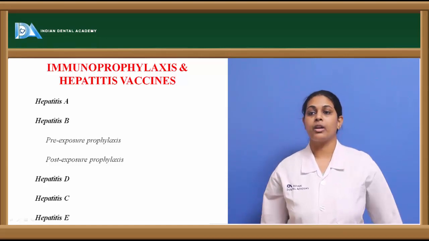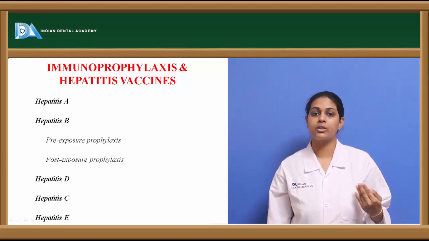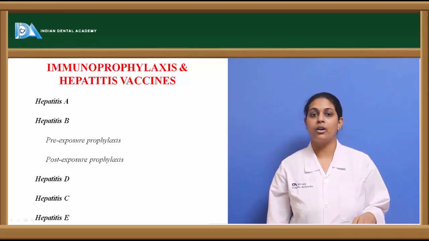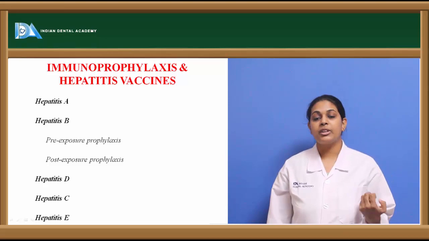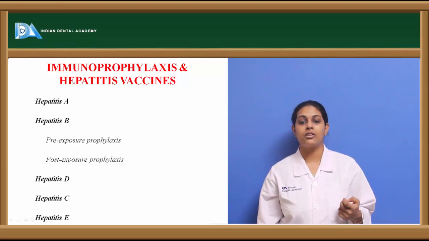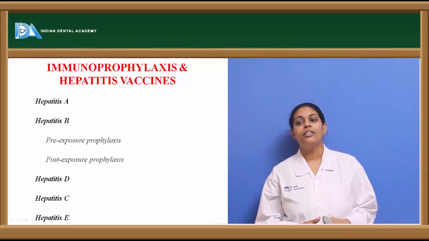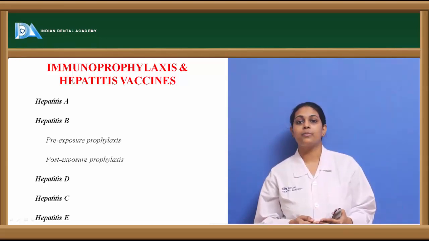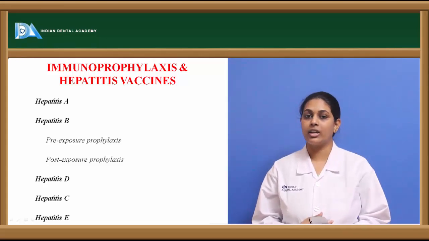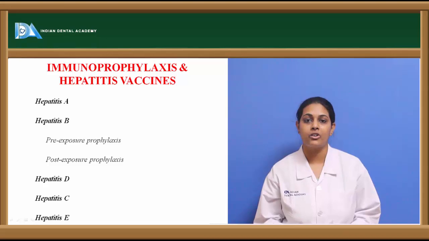Coming to post-exposure prophylaxis, an unvaccinated patient who has been exposed to hepatitis is usually given hepatitis B immunoglobulin as well as the hepatitis B vaccine. Coming to hepatitis D, this can also be prevented with the hepatitis B vaccine, whereas currently for hepatitis C there are not yet any antibodies or vaccines in existence, but there have been certain trials. For hepatitis E, no vaccine has been developed yet. So this is about immunoprophylaxis and hepatitis vaccines.